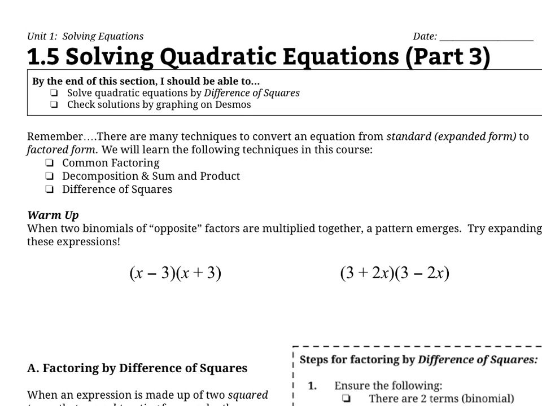In this video, we're going to learn one final factoring technique to help us solve equations. That factoring technique is called difference of squares. Remember, there are many techniques to convert an equation from standard form to factored form so that we can solve it. We can try common factoring, decomposition, sum and product, which is our shortcut. And our last one we're going to learn is difference of squares.